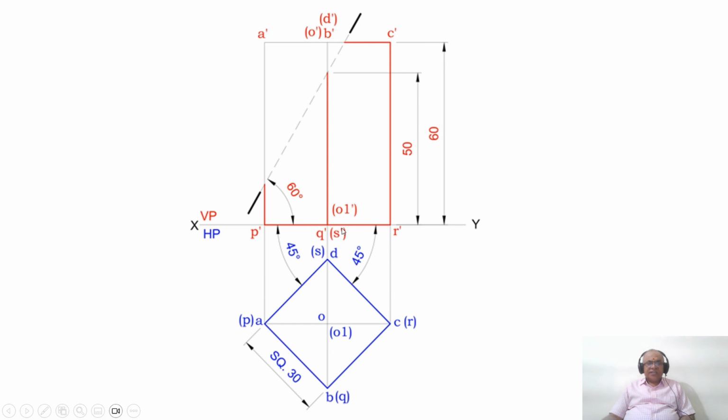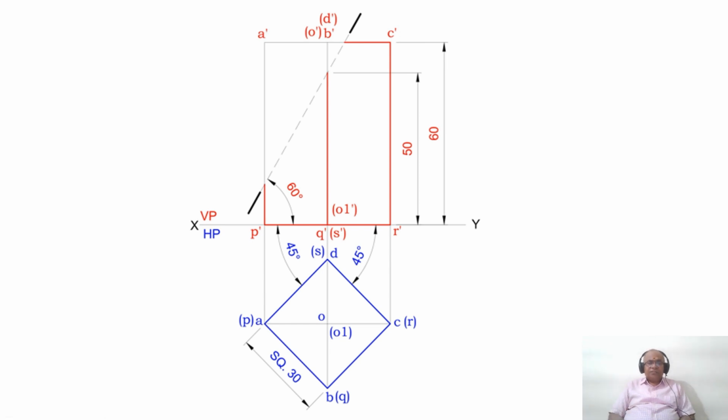Similarly, P dash, Q dash, R dash, S dash all are parallel to HP. So PQ, QR, RS and SP are also in true length, wherein the size of the true length is 30 mm. Similarly, AP, BQ, CR and DS all are parallel to VP. So therefore, in the front view, you are getting the true length. So here, the true length of the longer edges will be 60 mm. Since all these sides are in true length, you need not find the true length. In general, any prism will always have the true length.